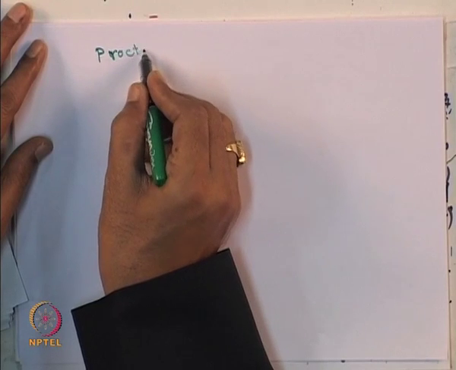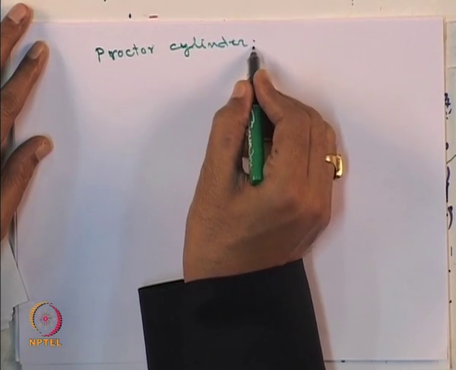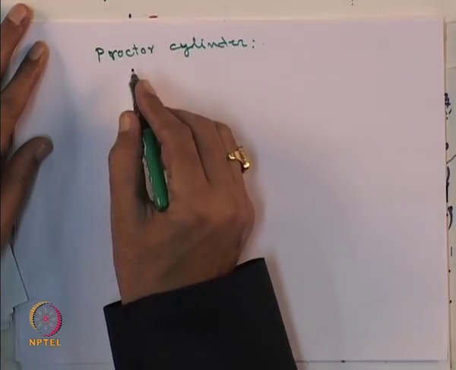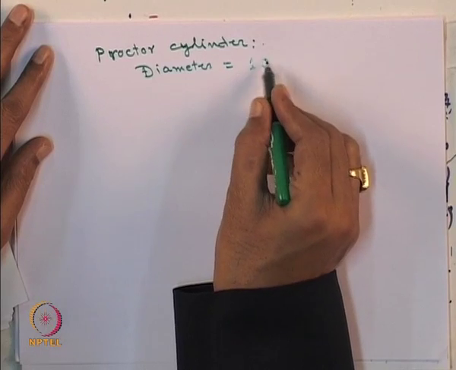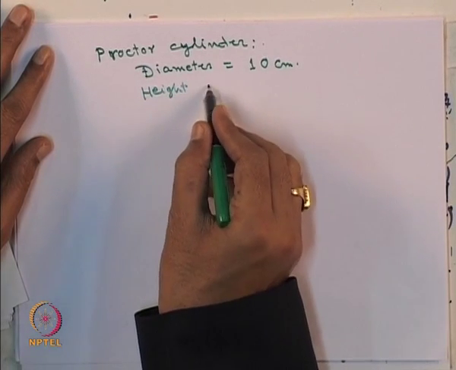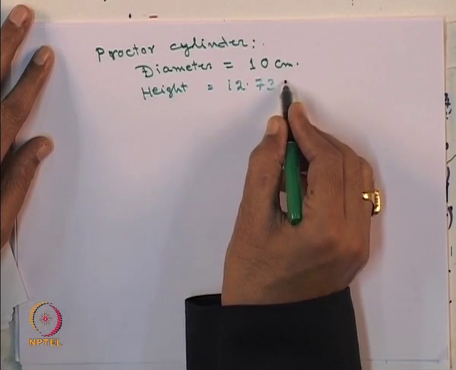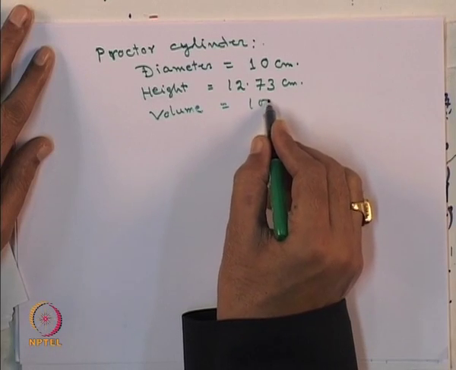Now, I will show you some specimen calculation for the standard Proctor test. Now, we use the Proctor cylinder. This is the size of the Proctor cylinder: it has a diameter of about 10 centimeter, a height of about 12.73 centimeter, and a volume equal to 1000 cc.